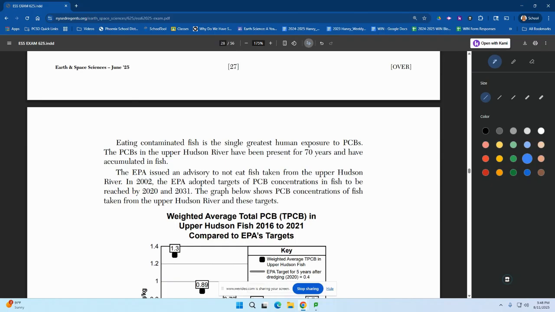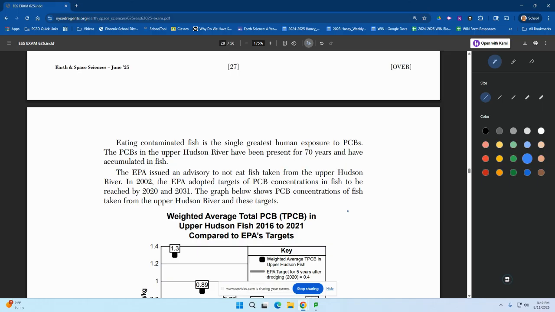The PCBs in the upper Hudson River have been present for 70 years and have accumulated in fish. The EPA issued an advisory to not eat fish taken from the upper Hudson River. In 2002, the EPA adopted targets of PCB concentrations in fish to be reached by 2020 and 2031. The graph below shows PCB concentrations of fish taken from the upper Hudson River and these targets. Okay, so they're talking about how fish being in this water that was contaminated have absorbed some of that contamination, and so we should not eat those fish.